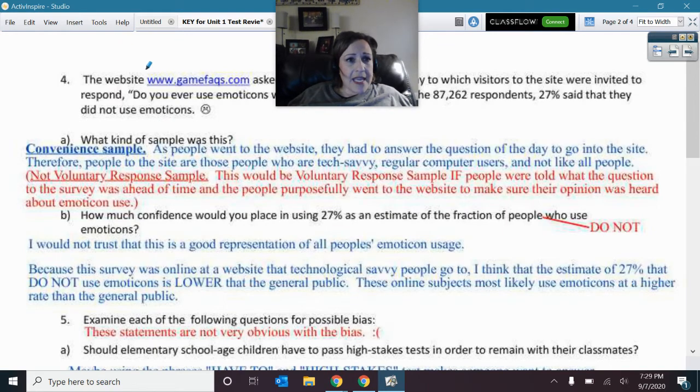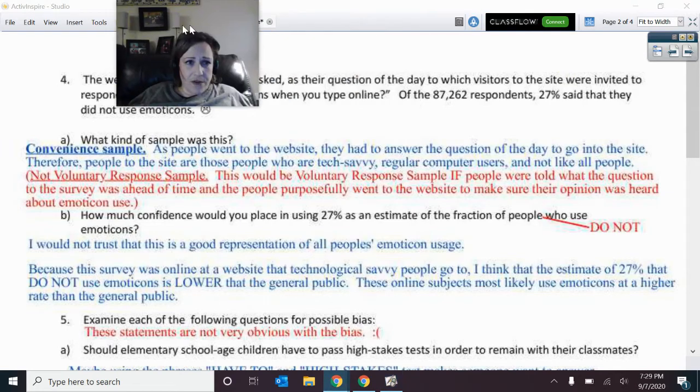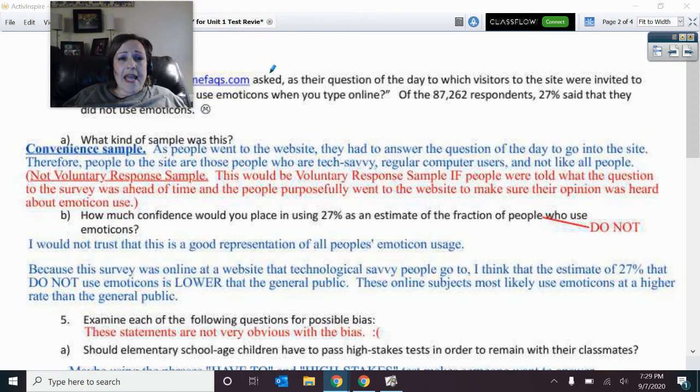All right. Here, this was where what kind of sample was used. And I want to look carefully at the wording here. So when people logged on to this site to play games, they were asked as their question of the day to which visitors of the site were invited to answer. So when you read that, it's essentially saying people logged into the site, and in order to be able to get in there and play, they answered the question of the day.